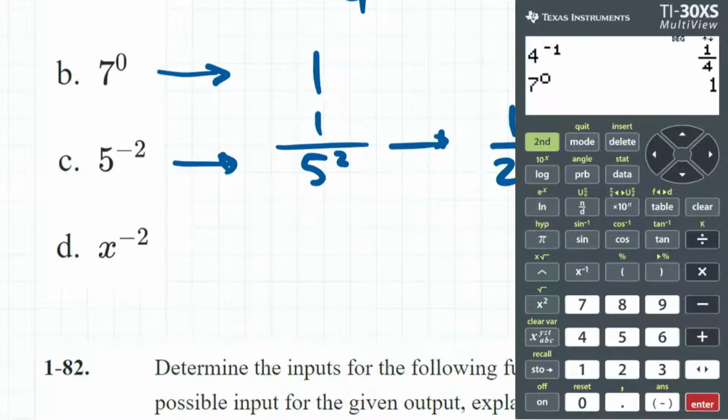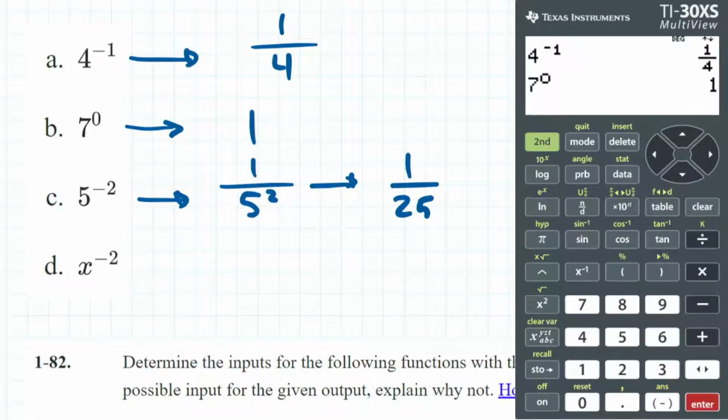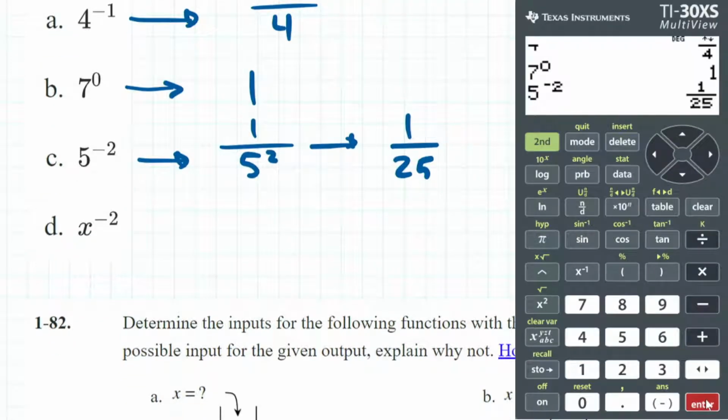Again, we can confirm that with, ooh, I'm hiding my work there behind the calculator. I can confirm that with a calculator. 5 to the -2nd power, and you can see it says 1/25. And the last one is x to the -2nd. Oh, okay, so I can't check that with my calculator, but just following the pattern from above, that's going to be 1 over x to the +2nd power, 1 over x squared.